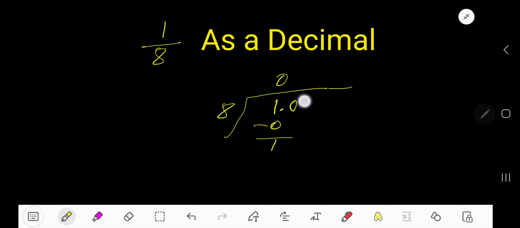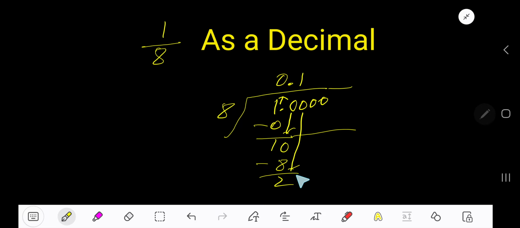Take a decimal point, add a number of zeros, bring down the first zero. Before the zero there is a decimal. The decimal must come to the quotient directly. 8 goes into 10 how many times? 1 time. 1 times 8 is 8. Subtract, get 2, bring down another 0.